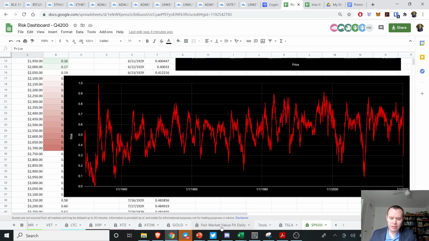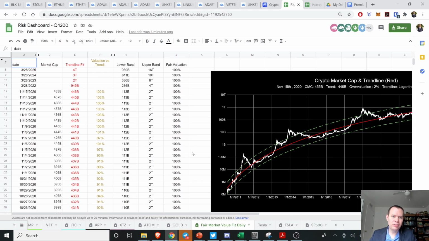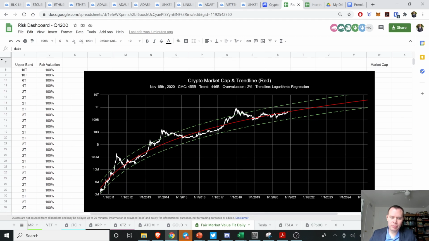We also have the fair market value fit, which I update approximately every 2 weeks. Okay, so this gives you the total cryptocurrency market cap, the red line, which is a fair value regression fit, and then the undervaluation line and overvaluation line. So currently we're overvalued. Actually, this is outdated. You can see the last time I updated it was November 15th. I'll update it again in about a week from today. And if things stay like they are now, it'll be even more overvalued.